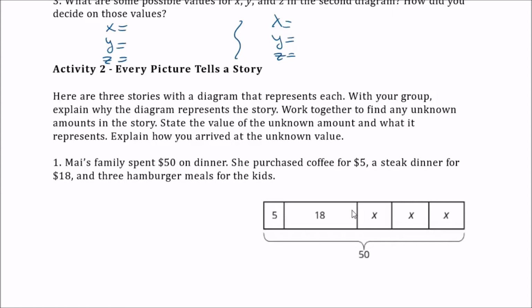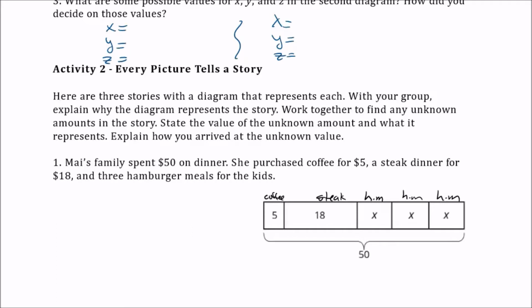So this tape diagram represents that situation. First take a look at the tape diagram and really think about how it represents the situation. Here's your $5, that was for the coffee. Here's the $18, that was for the steak. And then 3 hamburger meals for the kids. I'll just abbreviate that HM. There's a hamburger meal, there's a hamburger meal, there's a hamburger meal. And all of that totaled up to be $50.